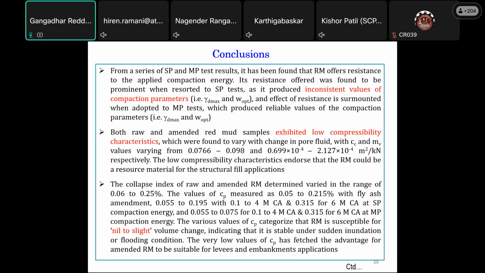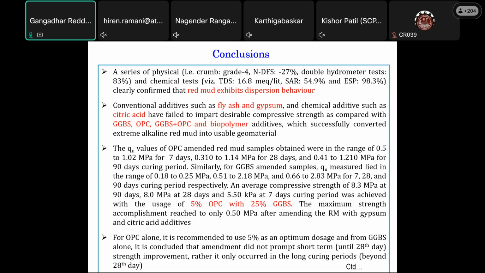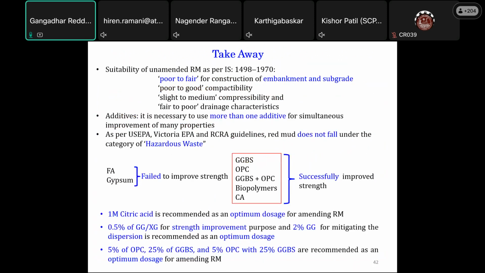I don't want to go into details about these conclusions and numbers, all the figures, how we can use them, but ultimately I want to show you this one slide. This extensively covers all the materials I have used during my study. You can see red mud is a kind of material that is poor to fair for construction of embankments and subgrade, without any stabilization. Compactability is also good. Again, we need to go for a higher modification factor, slight to medium compressibility, and fair to poor drainage characteristics in the form of, I would say, permeability.